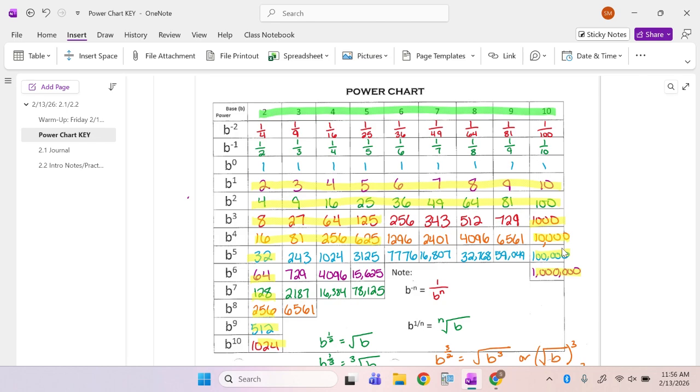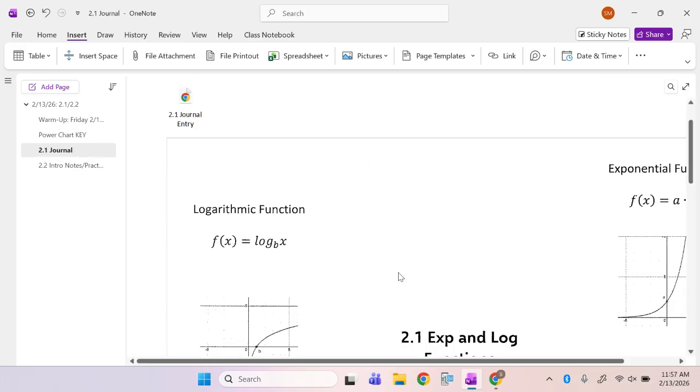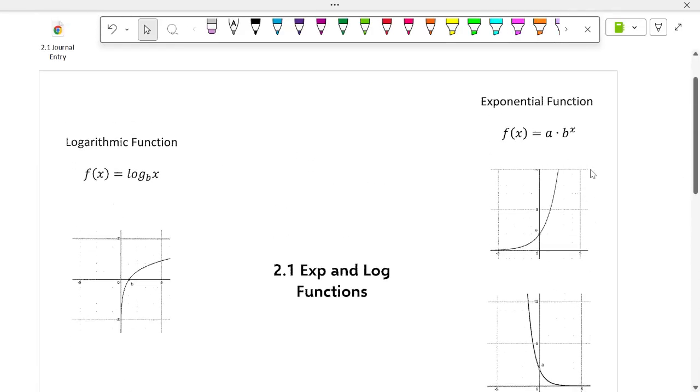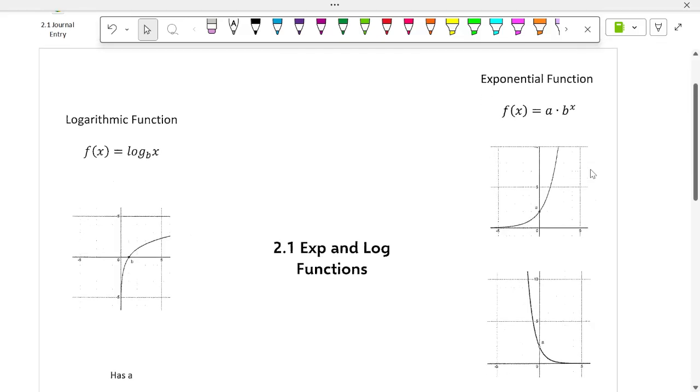So hold on to that power chart, because it will come in handy as we get deeper into the unit. If you didn't finish filling it in, make sure you do that at some point. The key's posted in the OneNote, but I'll also have it posted in the key page on Canvas. I just have to finish updating that. So, the journal entry. These are graphs of exponential and logarithmic functions. We're only going to focus on exponential today, not logarithms. We'll come back to logs.